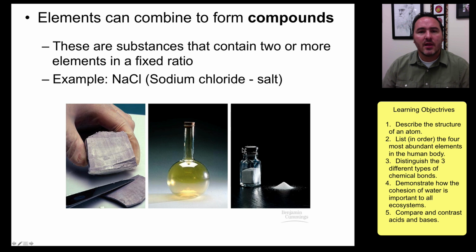Now, whenever two or more elements come together in a fixed ratio, we call that a compound. So here is an example of a compound. Sodium and chlorine came together to form sodium chloride, or salt, table salt.